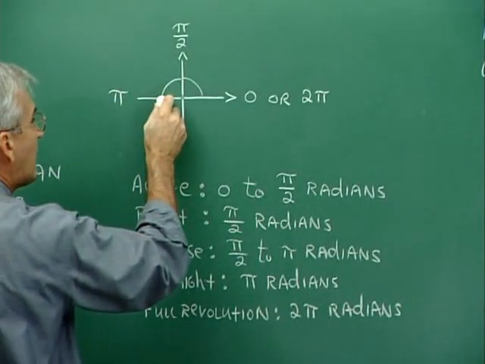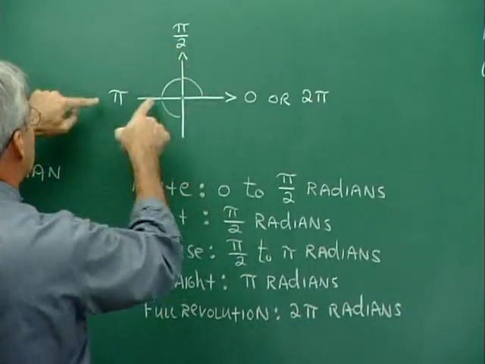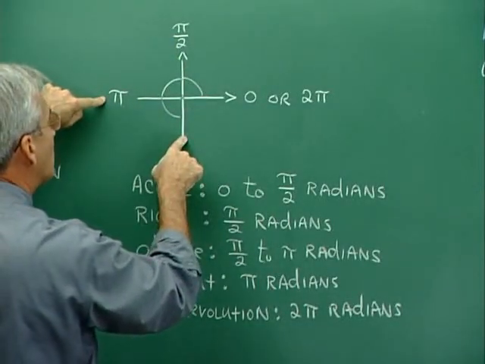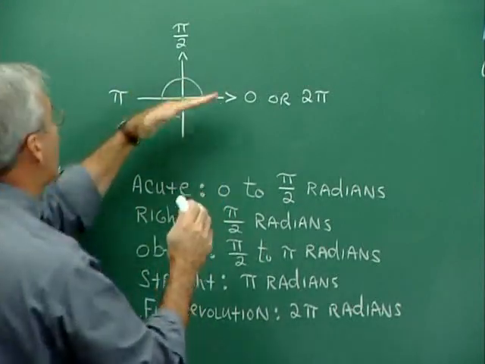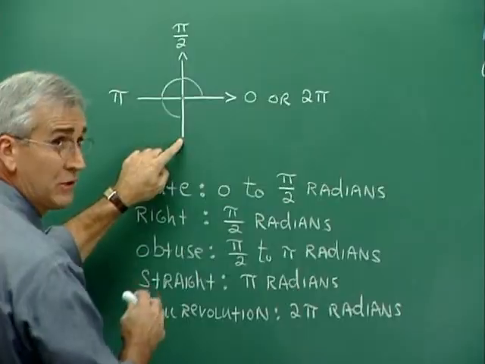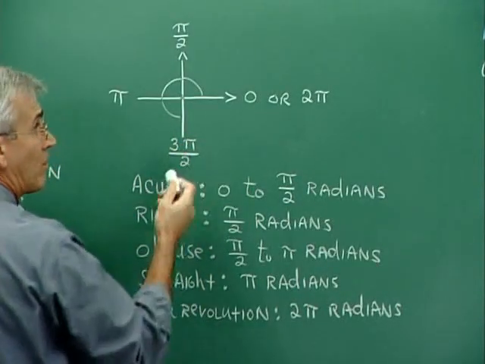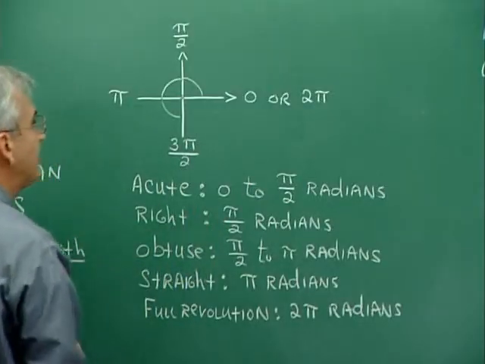And then to this point, it would be this pi plus another pi over 2. Here's a good way to think about it: pi over 2, 2 pi over 2, 3 pi over 2. And then all the way around is 4 pi over 2, or simply 2 pi.